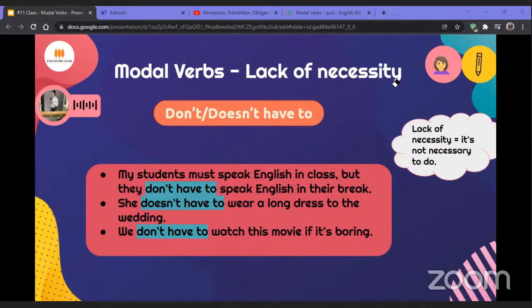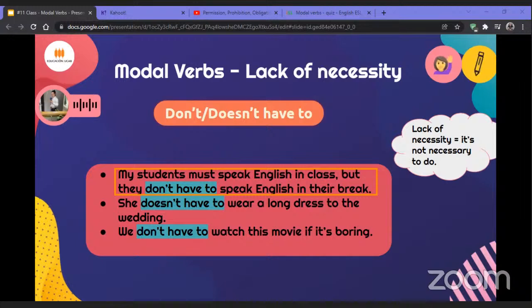Miss Indira, could you read the first one, please? Yes. My students must speak English in class, but they don't have to speak English in their break. Excellent. True. Okay, so in this case, in the first part we have must speak English in class. Deben hablar inglés en clase. There's a rule. And then we have, but they don't have to speak English in their break.